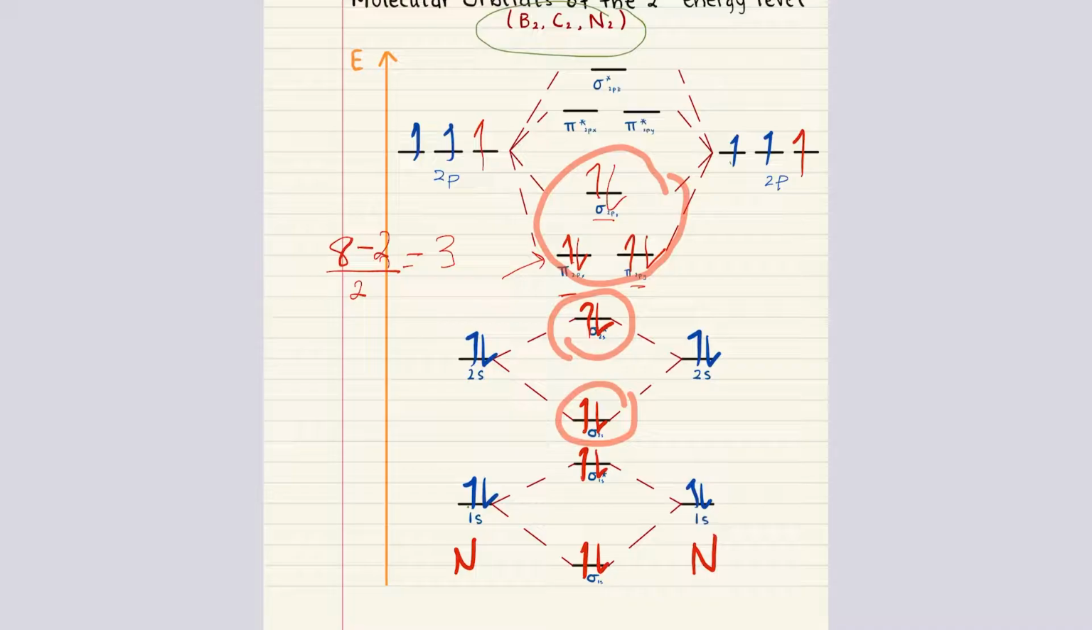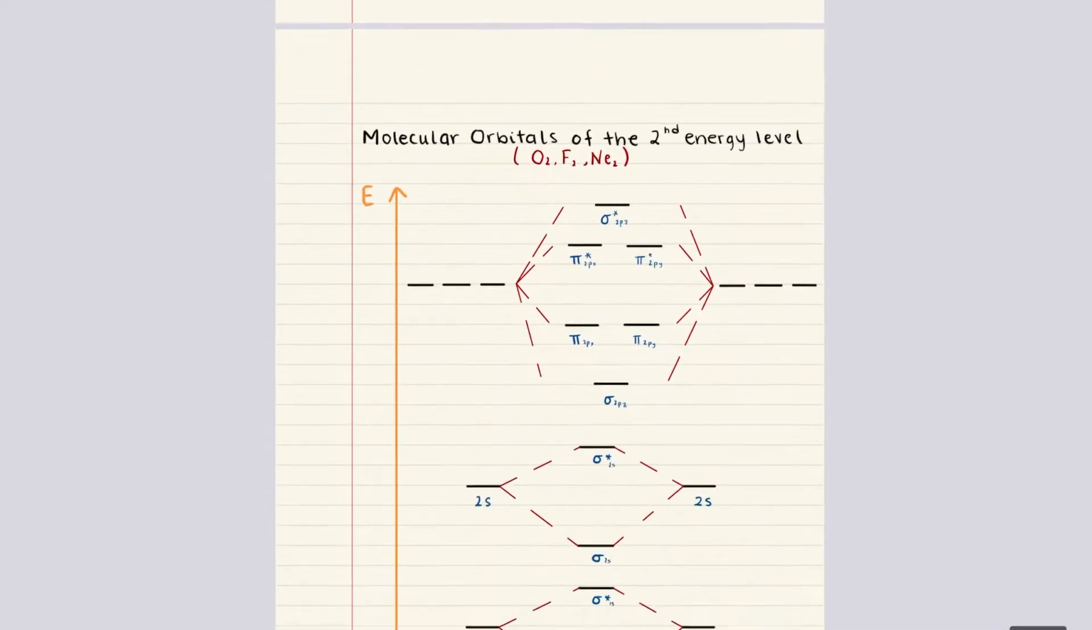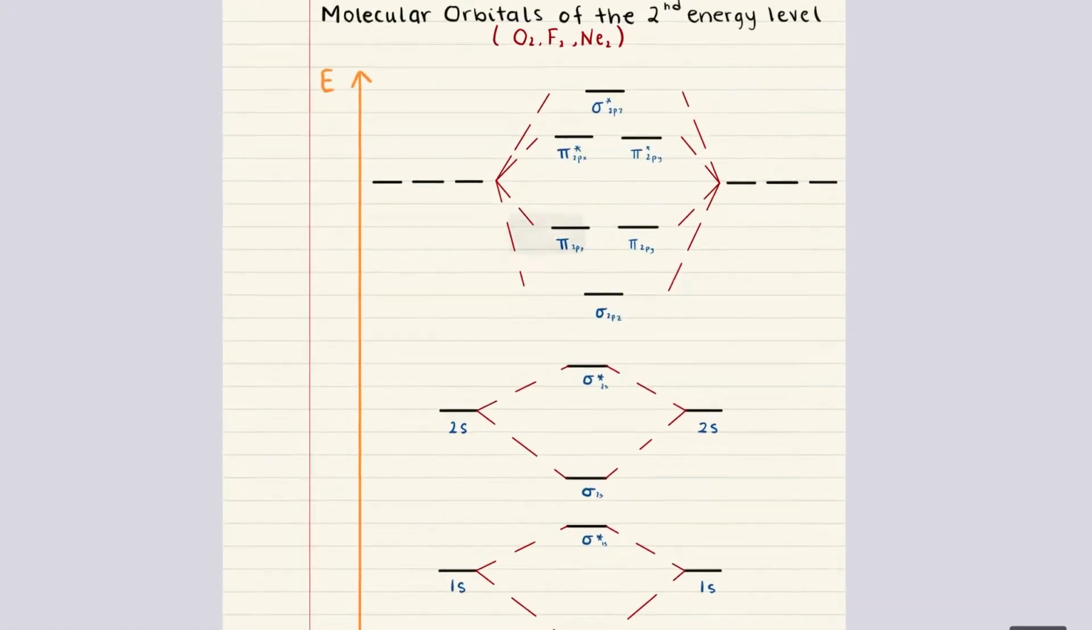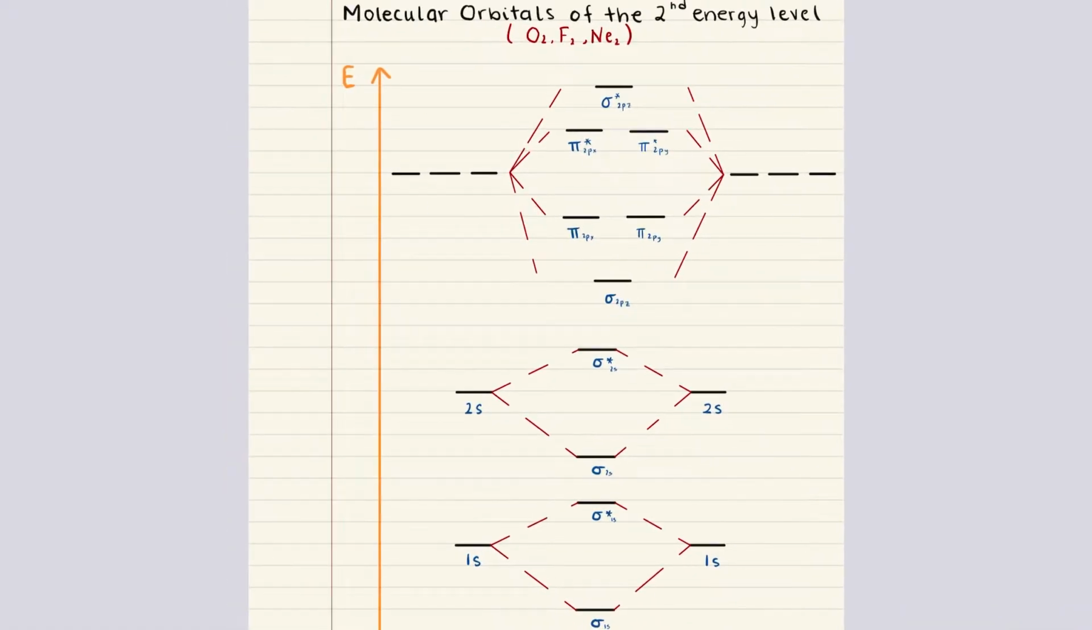Next, we want to move into dioxygen, difluorine, and diatomic neon. Here we'll notice an important change in the ordering of the 2p molecular orbitals. In these molecules specifically, the sigma 2p bonding orbital is now lower in energy than the pi 2p bonding orbitals.